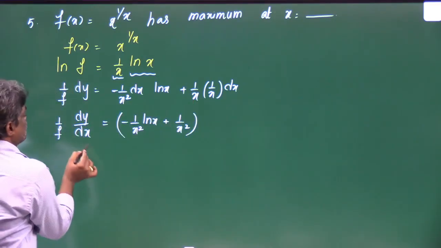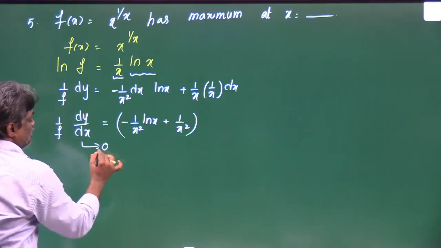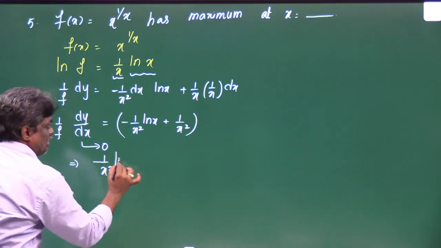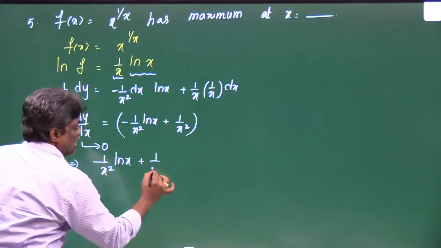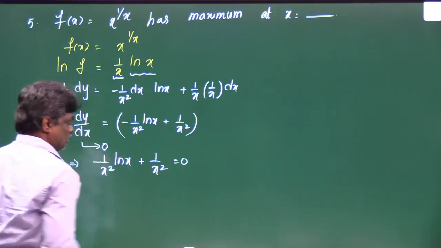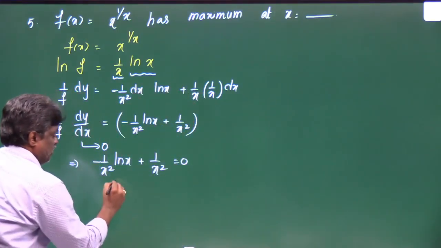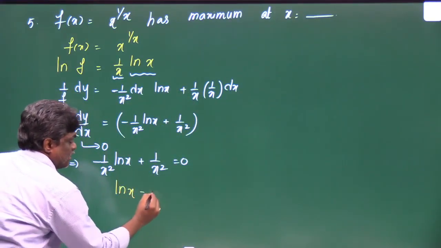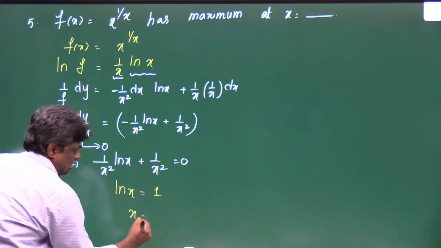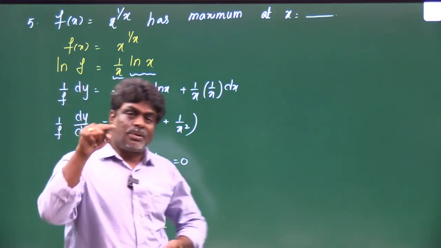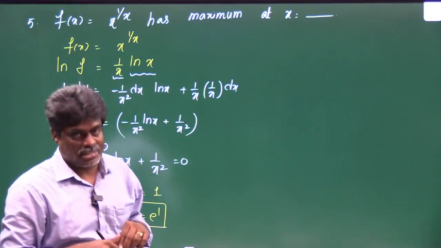Now we know the first derivative is equal to 0, that's why we can write minus 1 by x square log x plus 1 by x square equal to 0. Okay, so you can bring this term that side, and finally I will get log x equal to 1. So x is equal to e raised to 1. So at x equal to e, the function is having maximum value.